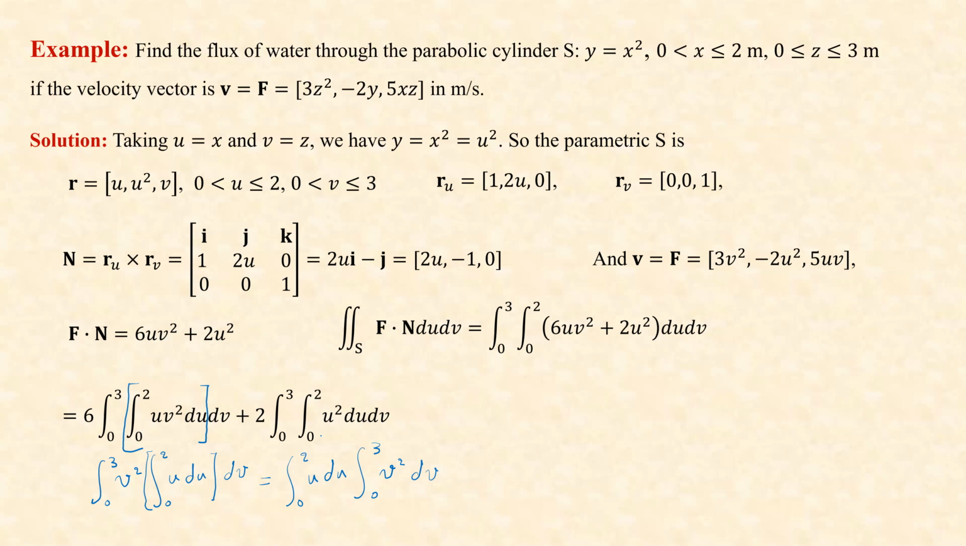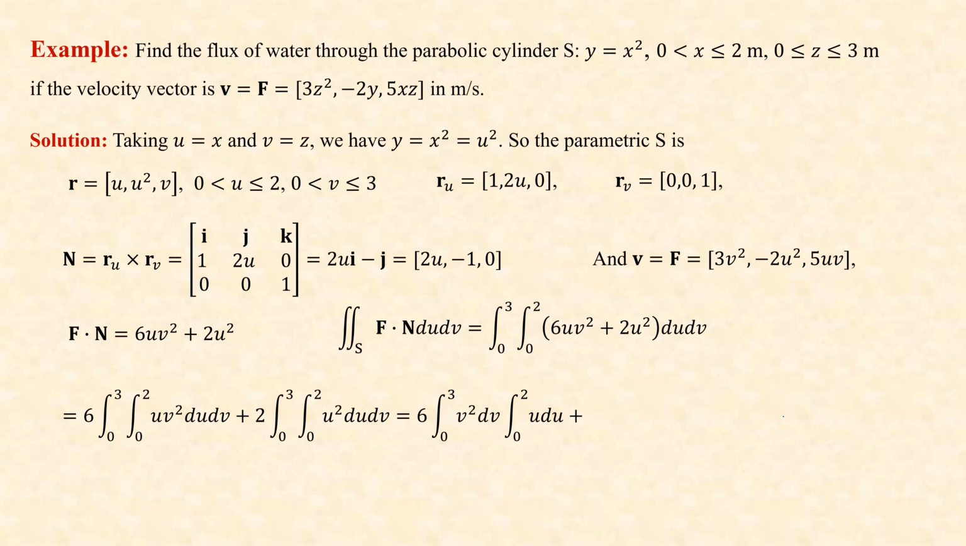So they all can be separated. So it becomes v squared dv and u du for the first one. The second one doesn't have any v dependence, so it becomes dv and u squared du. So for this one, you get 1/3 of v cubed evaluated from 0 to 3, so it becomes 1/3 of 3 cubed minus 0, right?